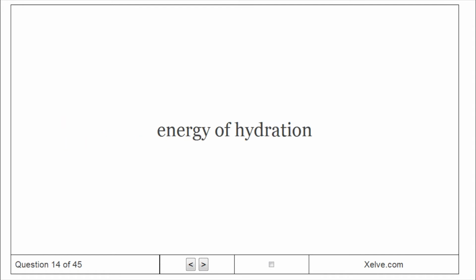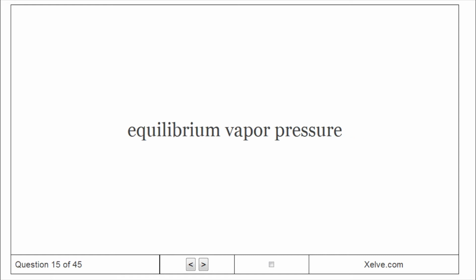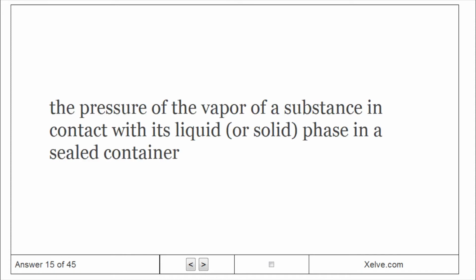Energy of hydration. The solvation energy when the solvent is water. Equilibrium vapor pressure. The pressure of the vapor of a substance in contact with its liquid phase in a sealed container.